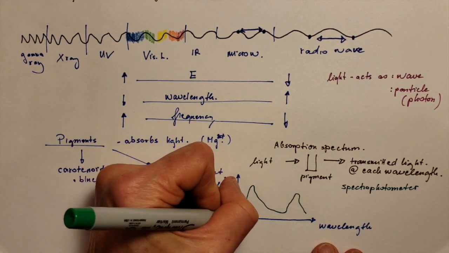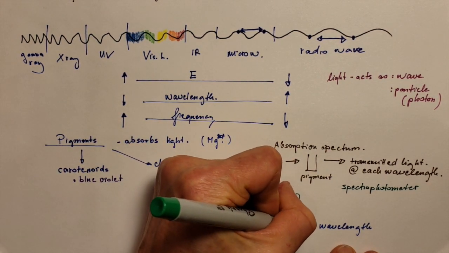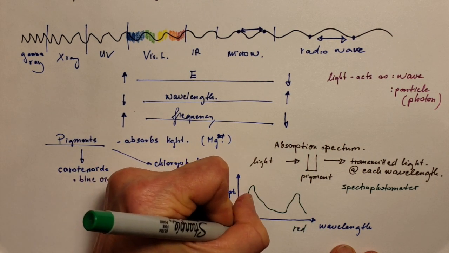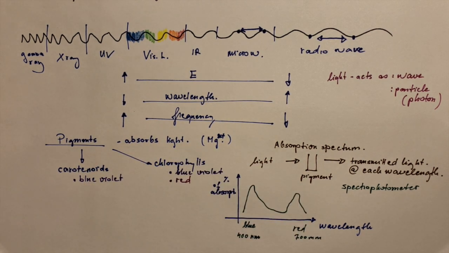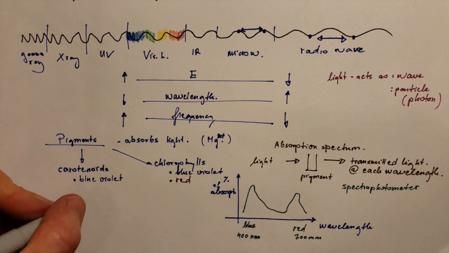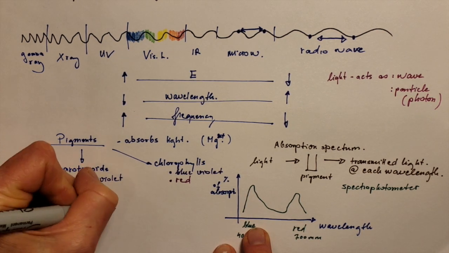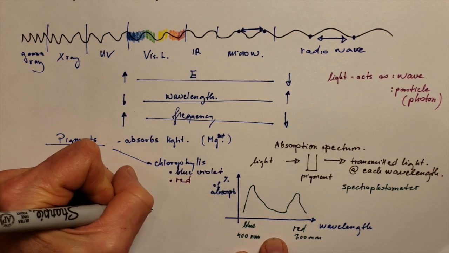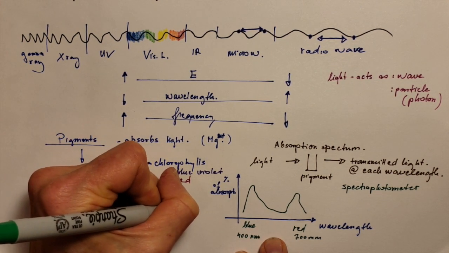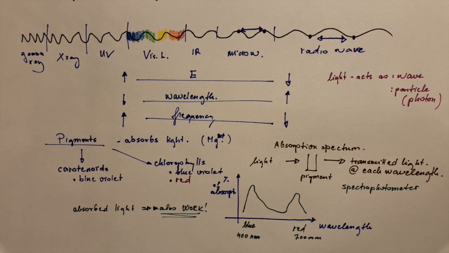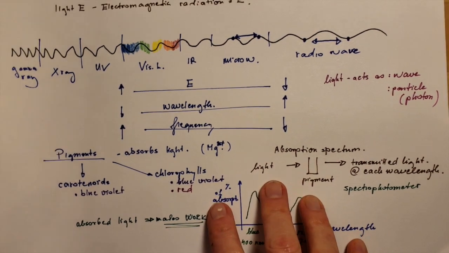The chlorophyll's absorption spectrum absorbs the blue and the red light. Blue is around 400 nanometers, and red is 700 nanometers. The absorbed light is what does the work. If the light is not absorbed, it will not do work, and it will give only the color of the object or the chemical.